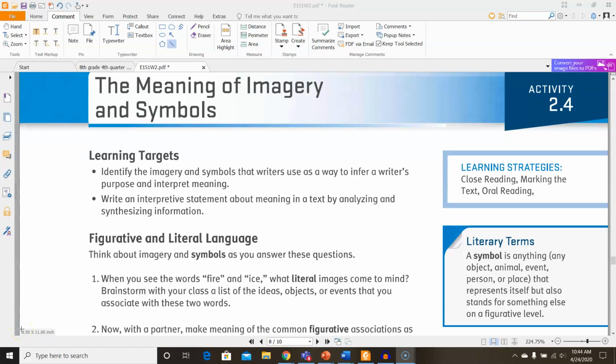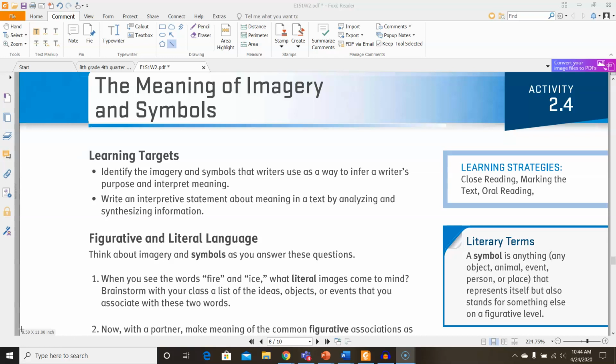Today we're going to go over English 1 Semester 1 Week 2 Activity 2.4, the meaning of imagery and symbols. Our learning targets for this activity are to identify the imagery and symbols that writers use as a way to infer a writer's purpose and interpret meaning, and to write an interpretive statement about meaning in a text by analyzing and synthesizing information. So think about imagery and symbols as you answer these questions.